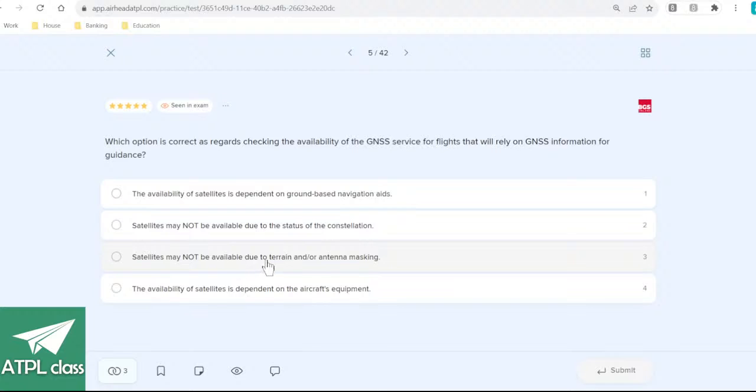Satellites may not be available due to terrain and or antenna masking. Hopefully we'll be above all the terrain, and the satellites are directly above us, not behind mountains and things like this. The availability of satellites is dependent on the aircraft's equipment. I think it's the status of the constellation. There might be a few satellites behind the Earth rather than behind the mountains and the terrain. Yes.